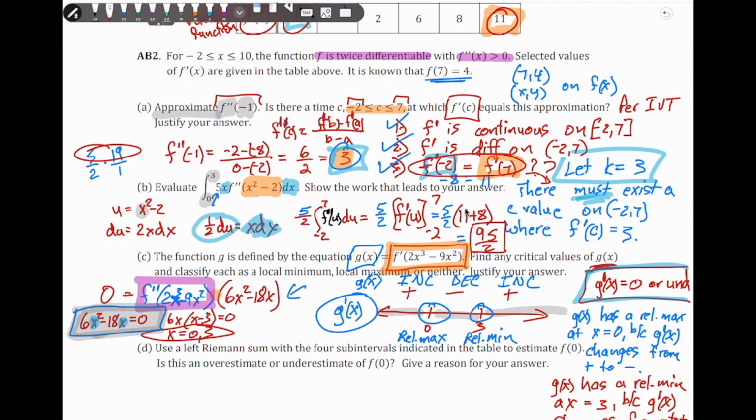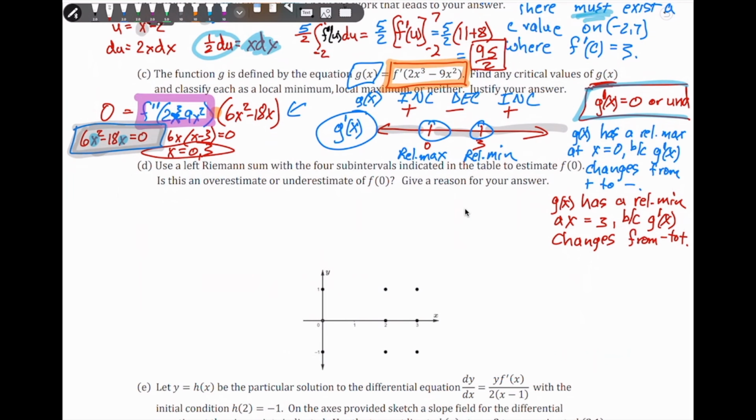There we go. All right, so let's go ahead and keep going to part D. Part D says, use a left Riemann sum with 4 subintervals indicated in the table to estimate f of 0. So we want to know what is the y value of f at 0. Is this an overestimate or an underestimate?